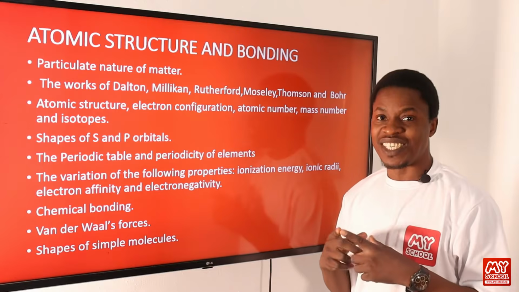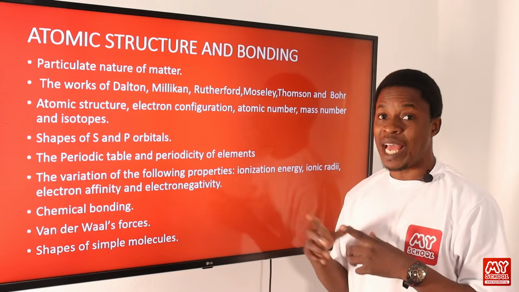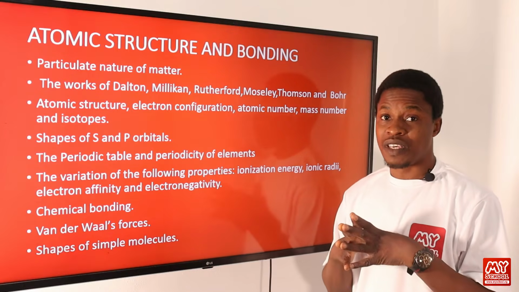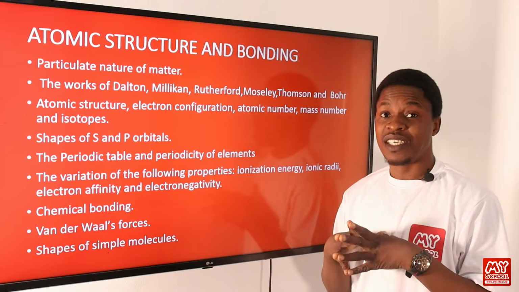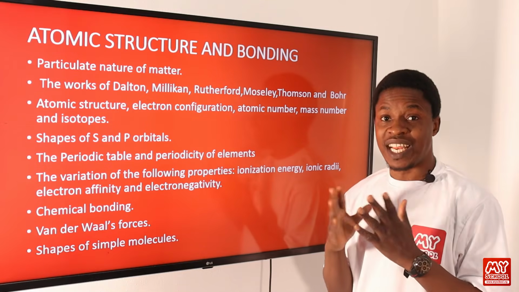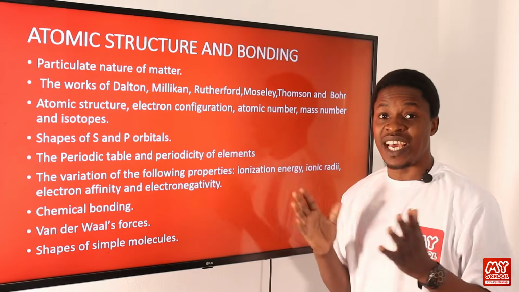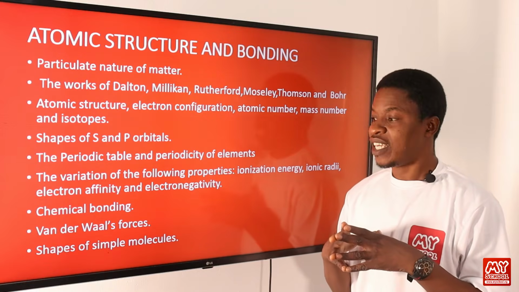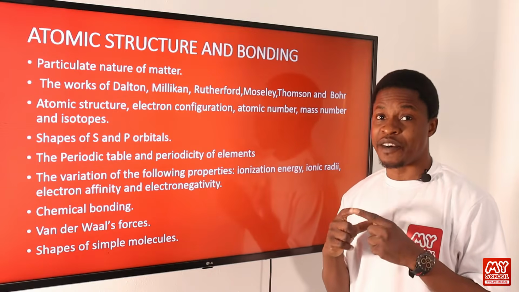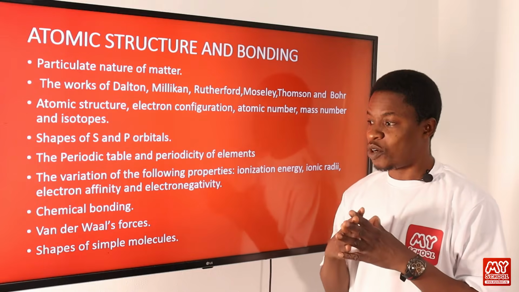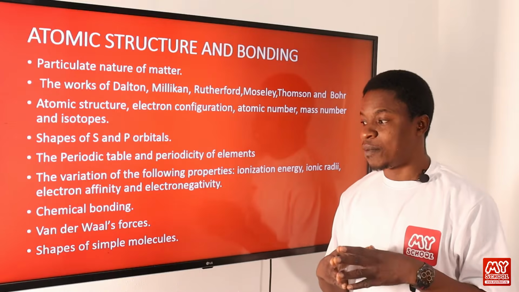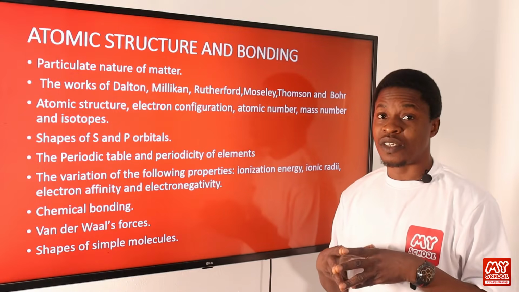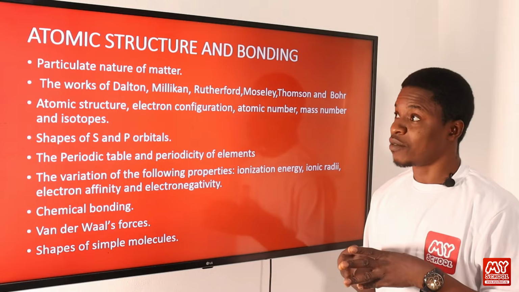Also, we'll be considering chemical bonding, the types of bonding that we have. We talk about electrovalent bonding, covalent bonding, metallic bonding, hydrogen bonding, and so on and so forth. And we'll be looking at the van der Waals force. The van der Waals force is a special kind of force, and we'll be considering that also. And lastly, we'll be looking at shapes of simple molecules. Now, let's get down to it.